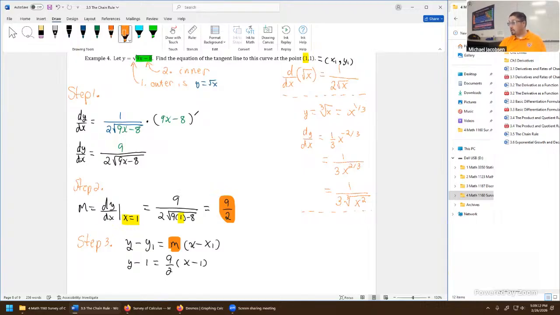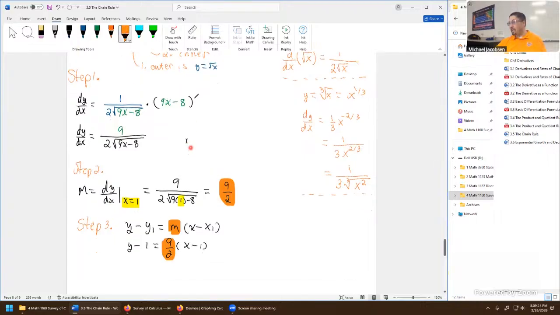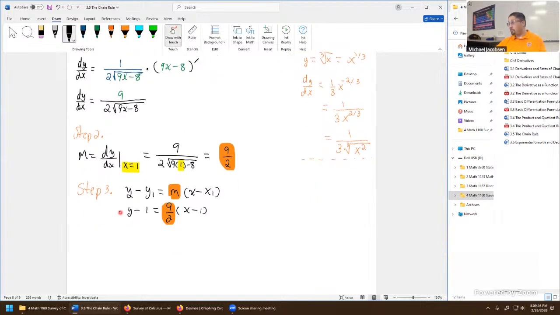times x minus 1. We still have to do a little bit of algebra on it to solve for the y variable. So I'll write this as y minus 2/2. Distribute 9/2 inside for a 9/2 x minus 9/2. Then add 2/2 to both sides. Y equals 9/2 x minus 7/2.